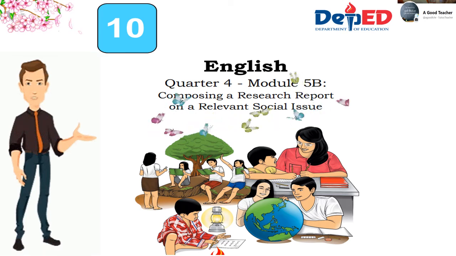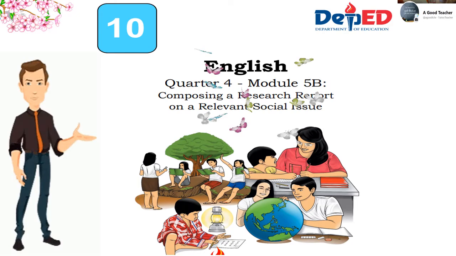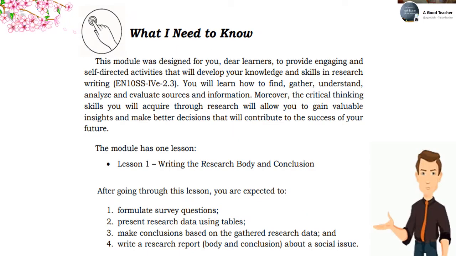English. Quarter 4, Module 5b. Composing a research report on a relevant social issue: what I need to know. This module was designed for you, dear learners, to provide engaging and self-directed activities that will develop your knowledge and skills in research writing, ENTNSSIV 2.3.